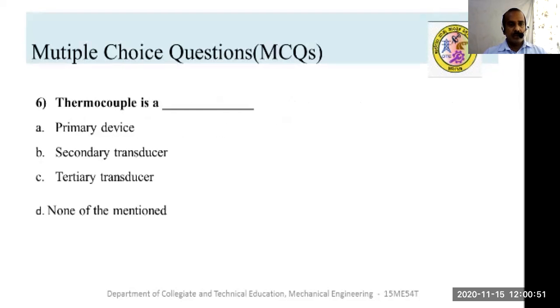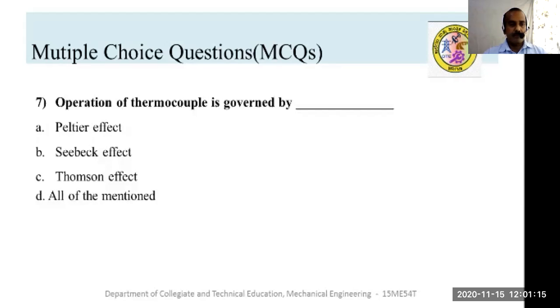Sixth question. Thermocouple is a primary device, secondary device, tertiary device, none of the above mentioned. The answer is A. Thermocouple is a device which converts thermal energy to electrical energy, and it can be treated as a primary device.